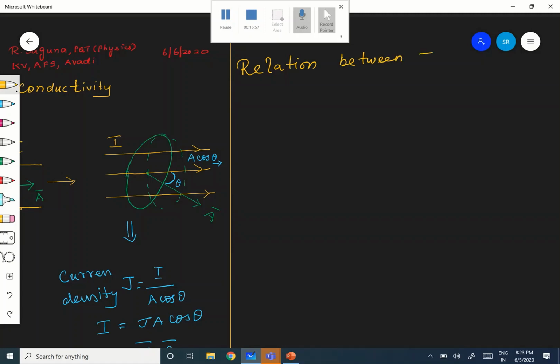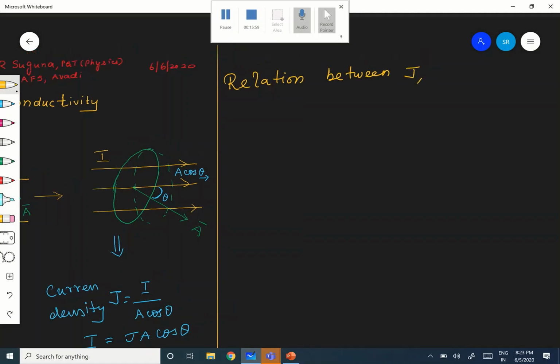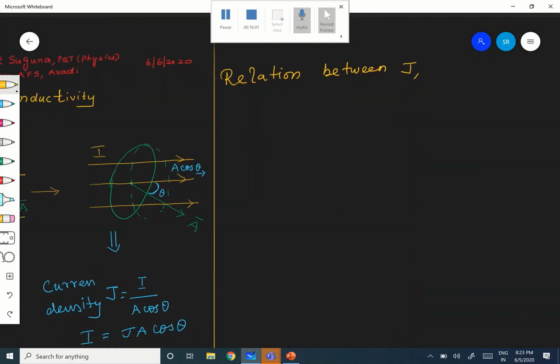J, the current density, and sigma, the conductance, and E. Very, very important. It has a lot of significance; maybe I will tell you later. The relation between J, sigma and E. Let us use another color, green. So now we will know how conductance, current density and electric field intensity are all related.